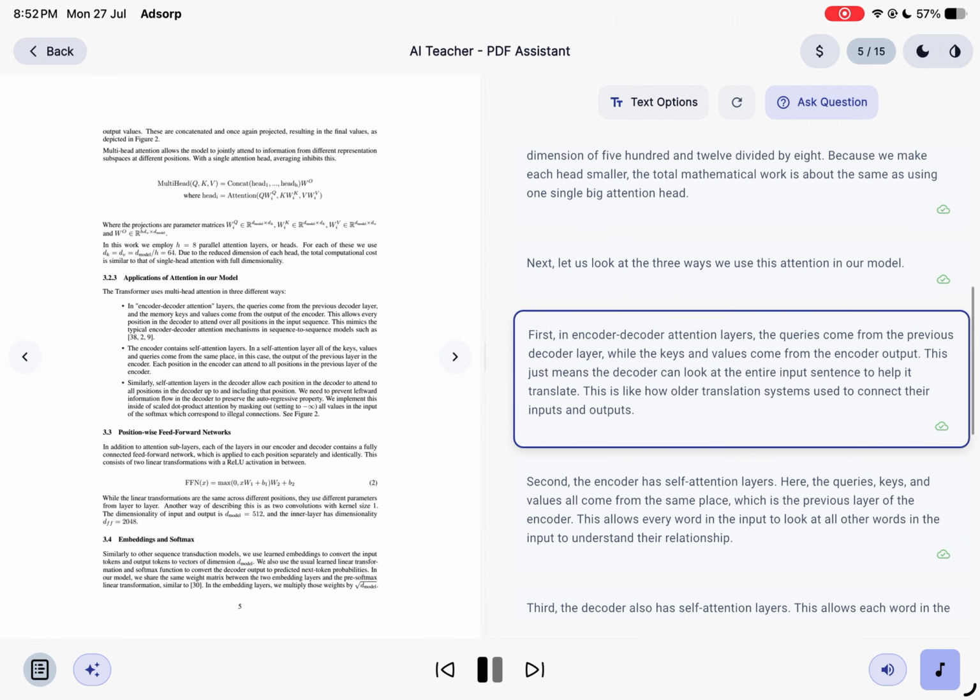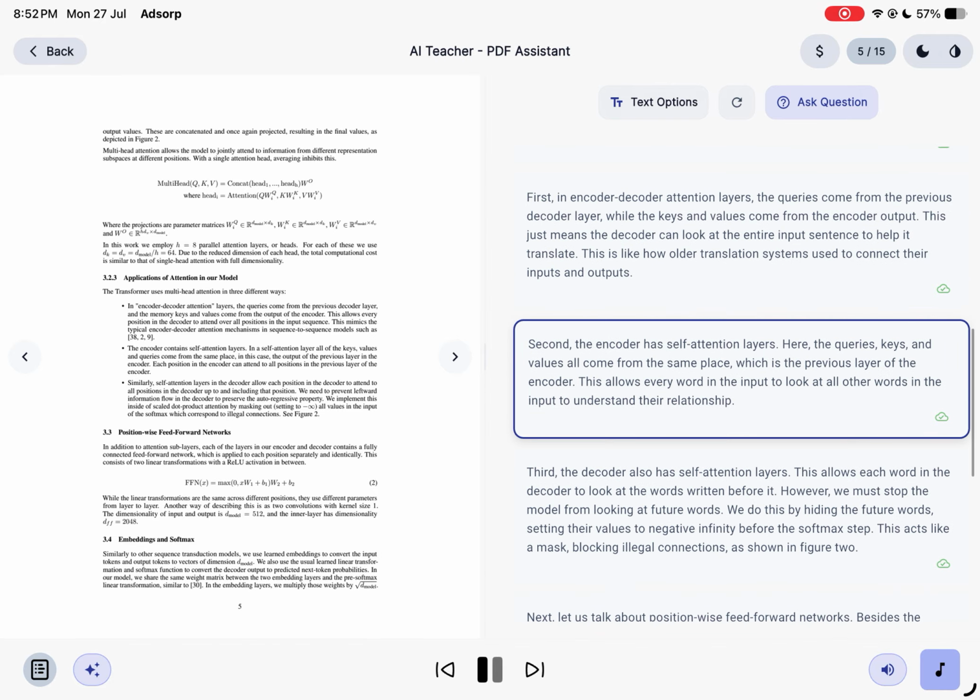First, in encoder-decoder attention layers, the queries come from the previous decoder layer, while the keys and values come from the encoder output. This just means the decoder can look at the entire input sentence to help it translate. This is like how older translation systems used to connect their inputs and outputs. Second, the encoder has self-attention layers. Here the queries, keys, and values all come from the same place, which is the previous layer of the encoder. This allows every word in the input to look at all other words in the input to understand their relationship.